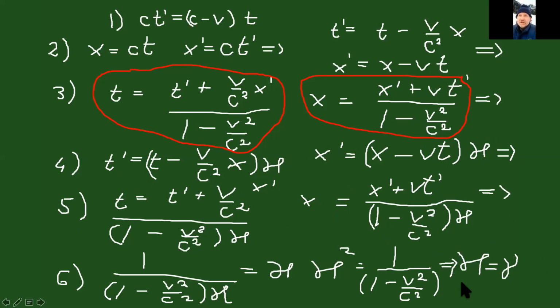We want there to be absolutely no difference in the transformation equations except the velocity sign, whether we are in frame x and the frame x prime is moving, or we are in frame x prime and we see frame x moving with velocity minus v. So this is how we derive it in a very simple way.